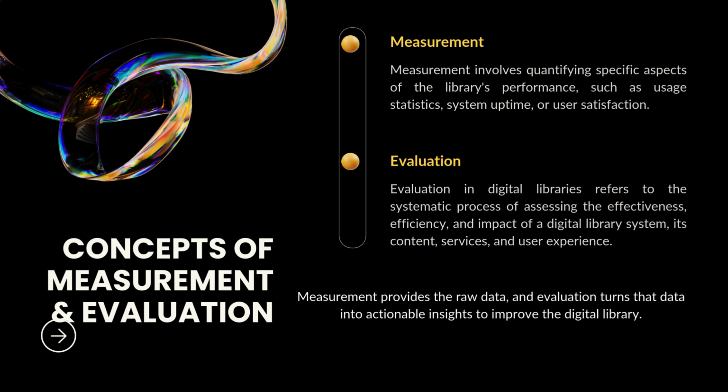Another example involves system uptime. Measurement records that the digital library is available 99% of the time. Evaluation asks whether the remaining 1% downtime happens during peak usage hours, such as examination periods. If it does, this could negatively affect students, even though the measurement figure looks high. In summary, measurement provides raw data, while evaluation turns that data into actionable insights. Effective digital library management depends on both, collecting accurate data and analyzing it meaningfully to improve services and user experience.